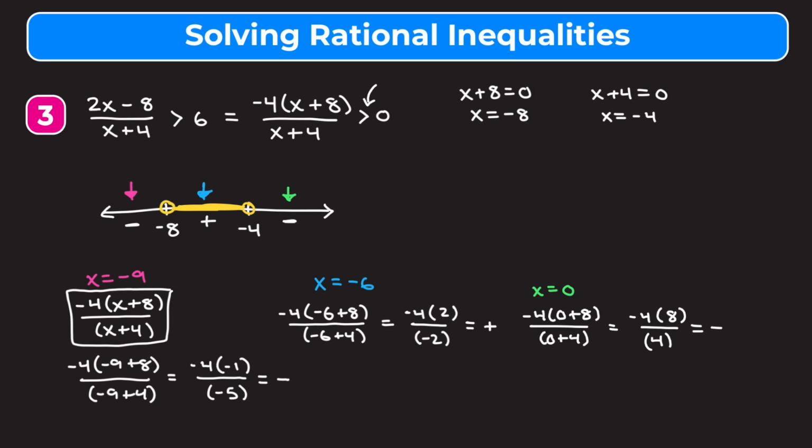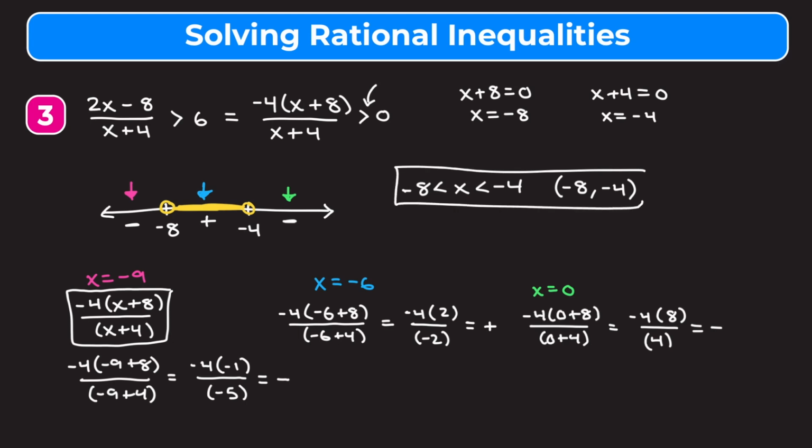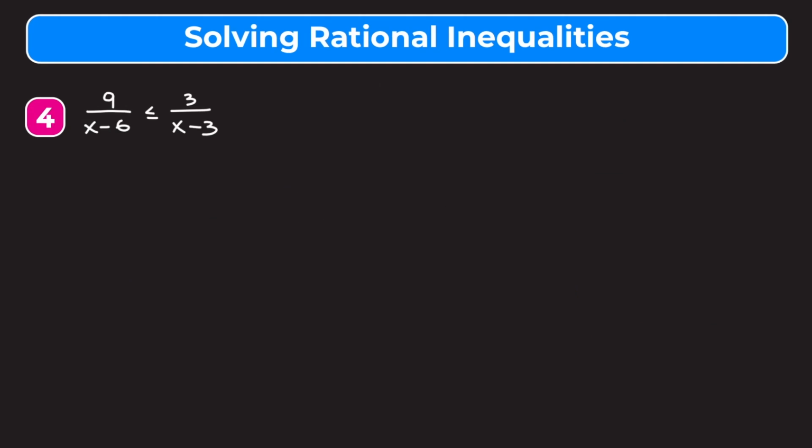So we know that x is going to have to be between negative 8 and negative 4, not including those two. So we could write it like this, or we could write it in interval notation using soft brackets from negative 8 up to negative 4. And let's just go through one more example just to make sure that we really understand this.